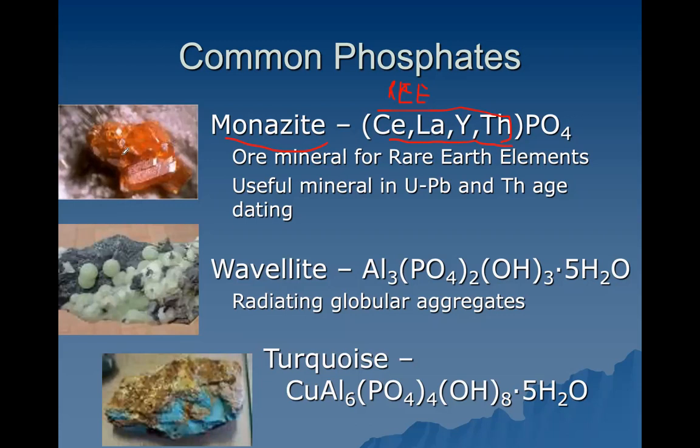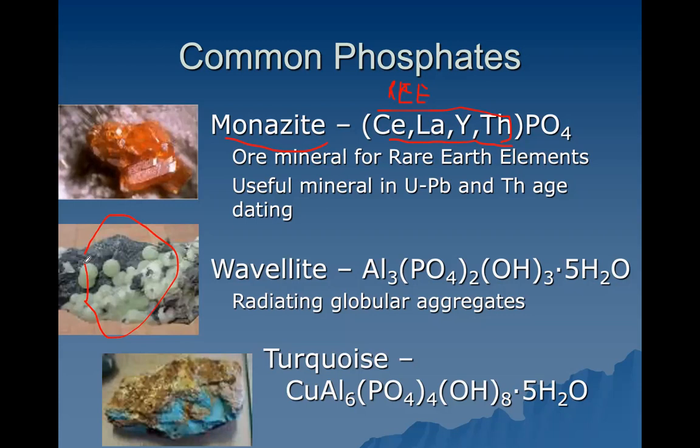And people use monazite also for age dating in rocks. Normally we use zircon, but monazite can also be used to determine the age using isotopes. Then wavellite is an aluminium bearing phosphate. Some globular characteristics are there in the mineral. You see here, globular characteristic is also there, right?